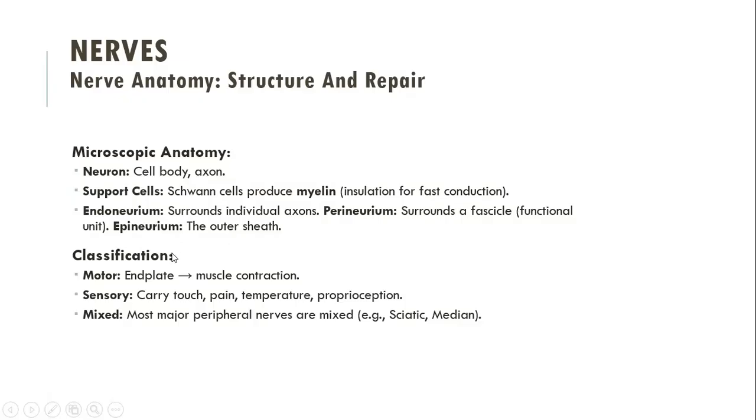Now, there is also the classification of nerves. There are motor nerves, sensory nerves, and mixed nerves. Motor nerves basically have an end plate, which causes the muscle contraction. Sensory nerves carry touch, pain, temperature, and proprioception, and mixed nerves carry both functions, motor and sensory. And most major peripheral nerves are mixed, like the sciatic and median nerves.